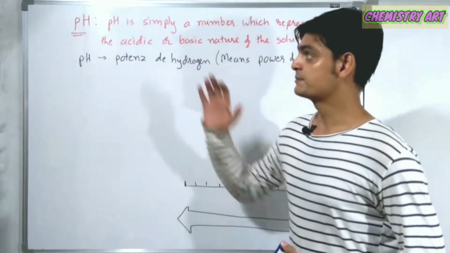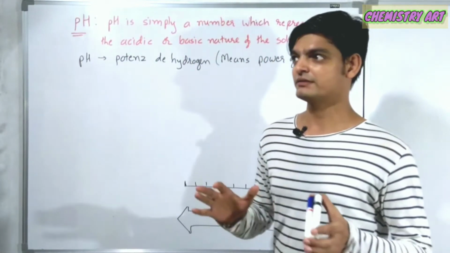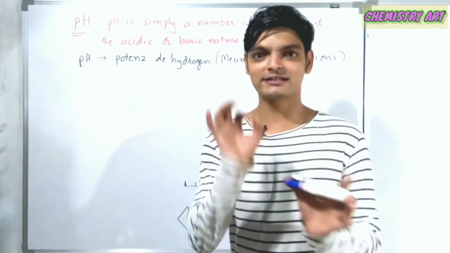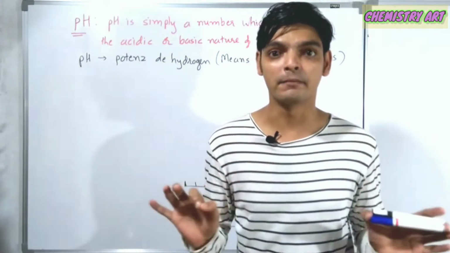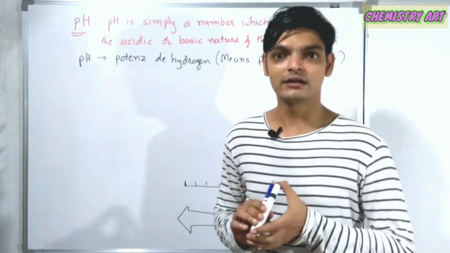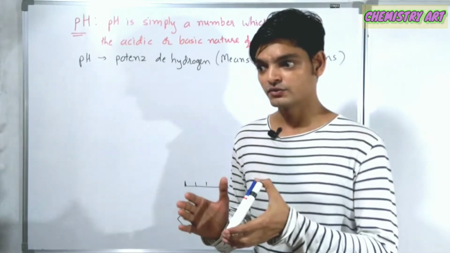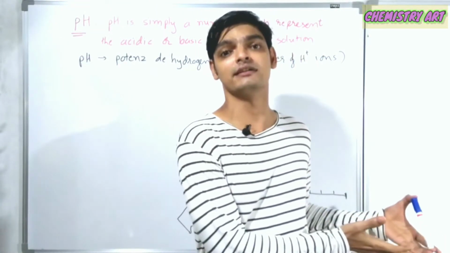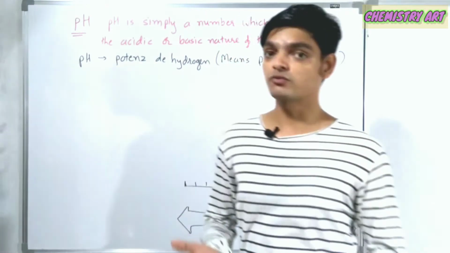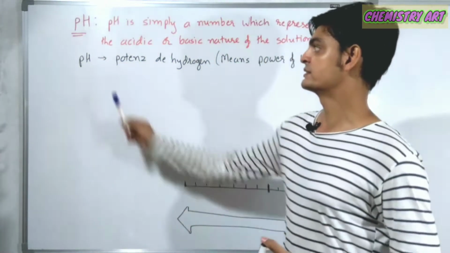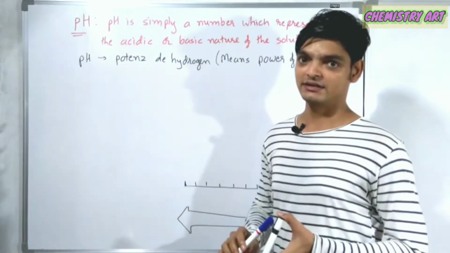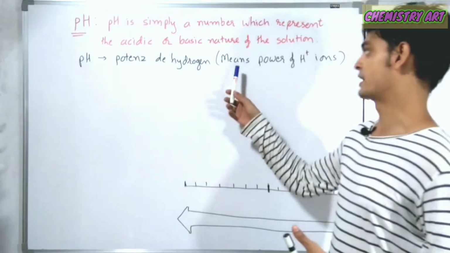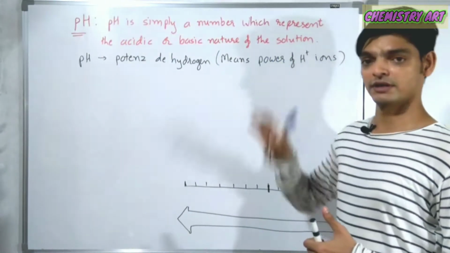But now, what is pH? Many students are confused about what pH means. It's just a number. pH is just a number which represents whether the solution is acidic, and how acidic it is, and if it is basic, how basic it is. The full form of pH is potenz des Wasserstoffs. It means the power of H plus ion.